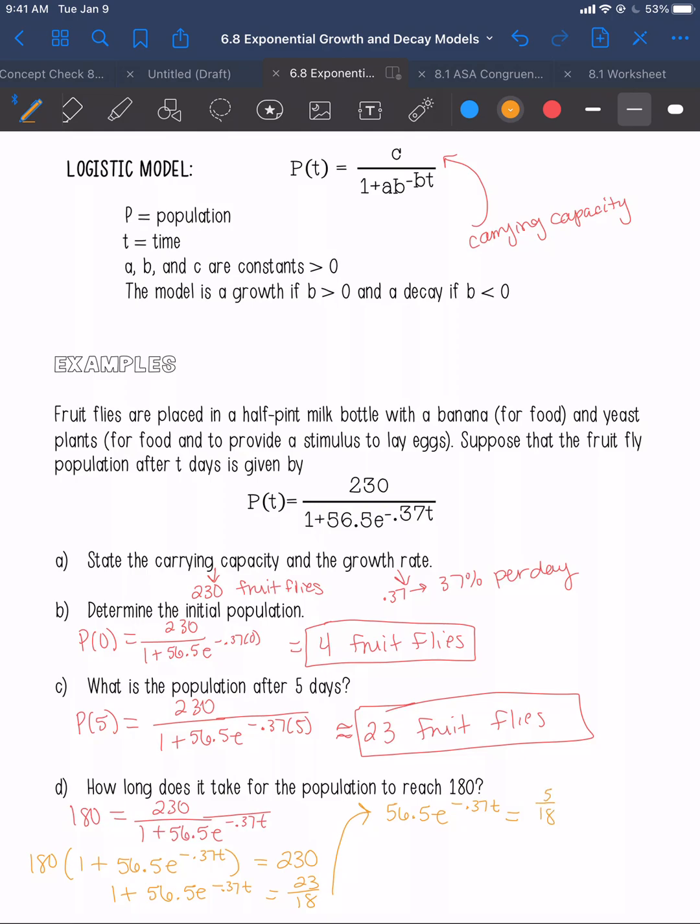Divide both sides by 56.5, we got e to the negative 0.37t equals, as a fraction, 5 over 1017. So t is the natural log of 5 over 1017, all divided by negative 0.37. So t ends up being about 14.4, and that would be days.